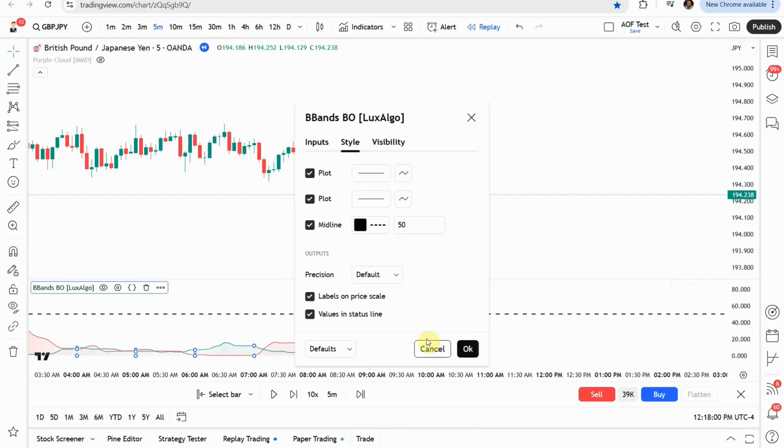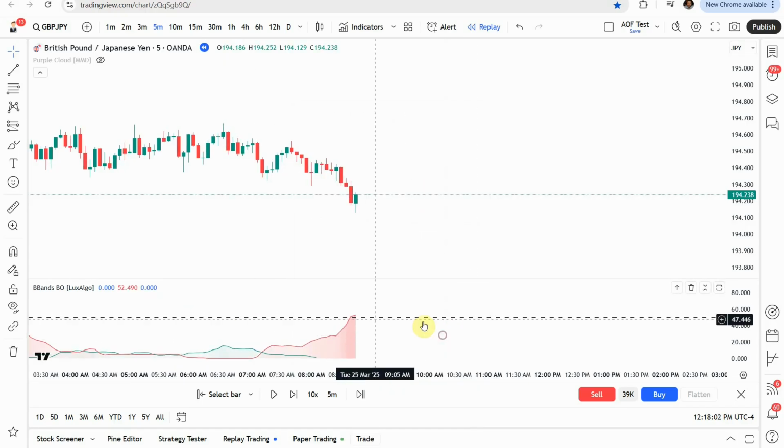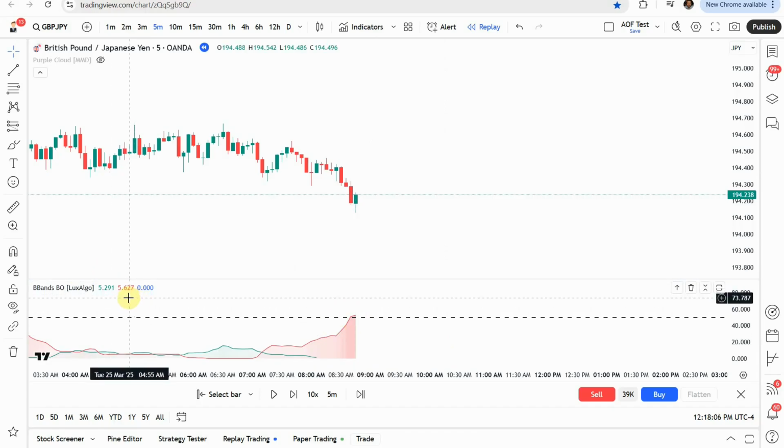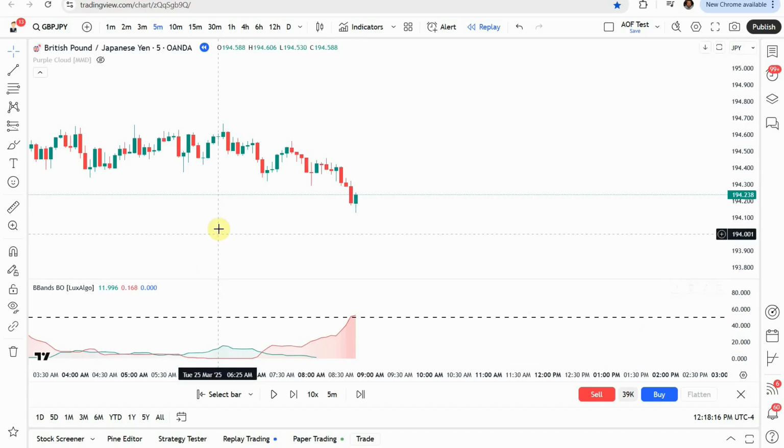But that 50 level there is the important level we're looking for, and we can always gauge that by looking at the coordinates right here above my mouse, these numbers here. If you hover over this bar here, you can see that the middle number tells us where it is in relation to the number scale here on the side.